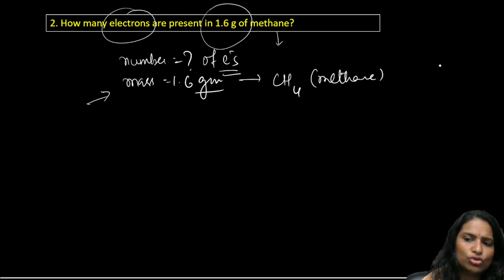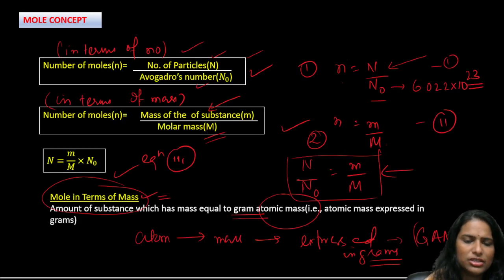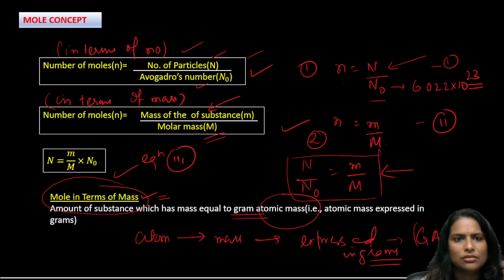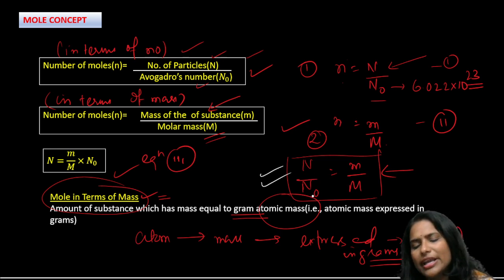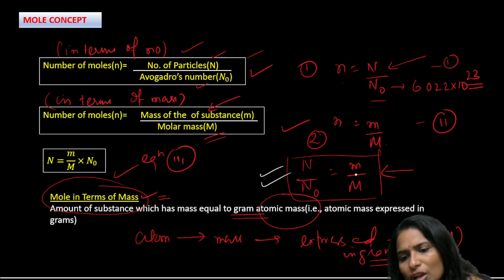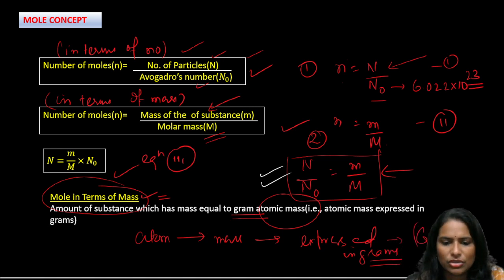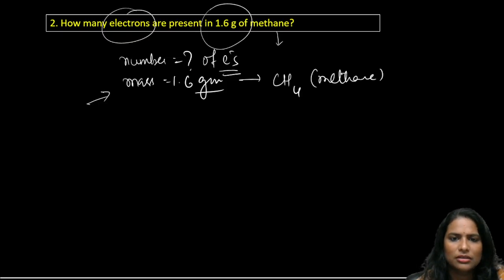So how are you supposed to do it? We know that we have the relationship of moles in terms of number, and you can go with this formula. Can you see here? What all things are given to us? Check out this formula: capital N upon N0 equals small m upon capital M. So let us go with this formula.